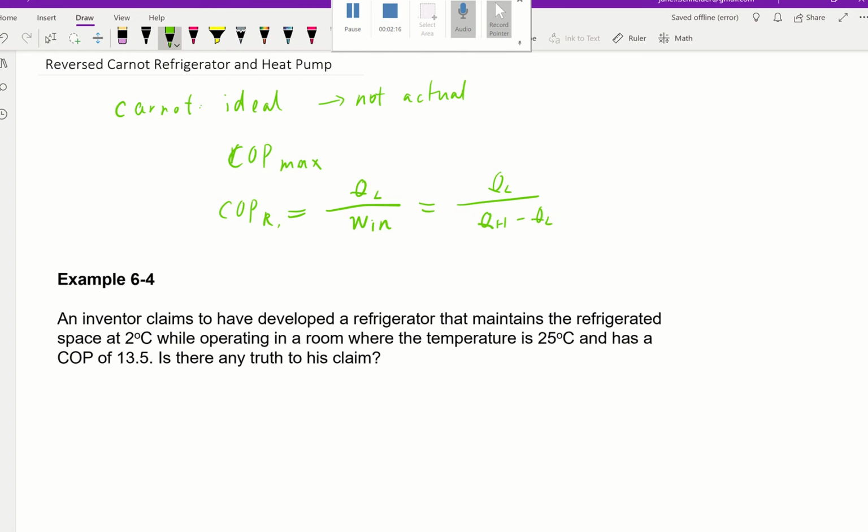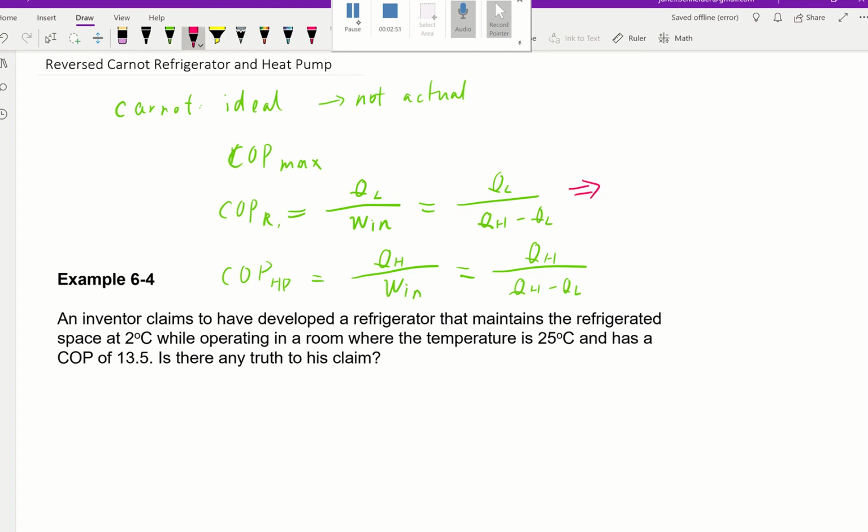Okay, then let's write down the COP for our heat pump. The desired output here is different. We actually want more heat going to the hotter environment, which is your cozy warm room, for the required work. So in that situation, we will have QH over WA, where WA is QH minus QL. Okay. So how about the Carnot cycle?